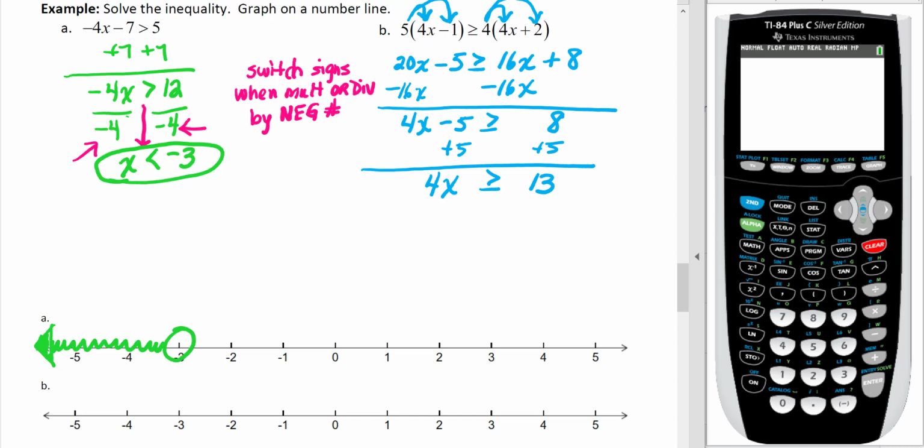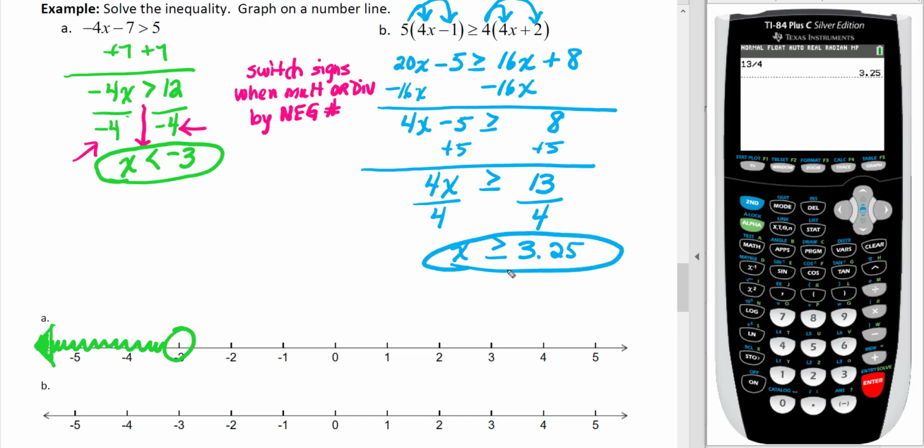Continuing on, we have 4x is greater than or equal to 13. Now we divide both sides by 4. And we have x is greater than or equal to 13 divided by 4. We can use our calculators. 13 divided by 4, and the answer is 3.25. Notice on this problem, we kept the inequality in the same direction. We did this because we divided by a positive number and not a negative number.